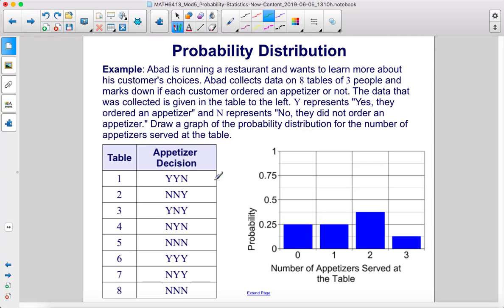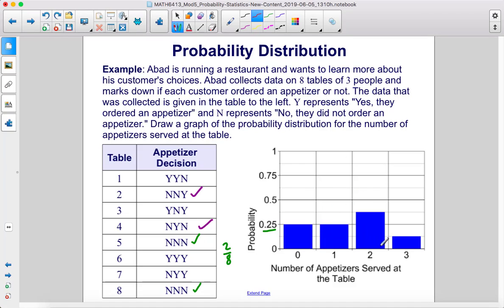Alright, so how many times did nobody order an appetizer? So that's right here. N, N, N. And right here. So that happened 2 of the 8 times. So 2/8 is 1/4, which is 0.25. So you can see that at 0, we have 0.25. Where did they order 1 appetizer at the table? Well, that would be 1 Y, which is Y, N, N and just those 2. So 2/8 gives us another 0.25.